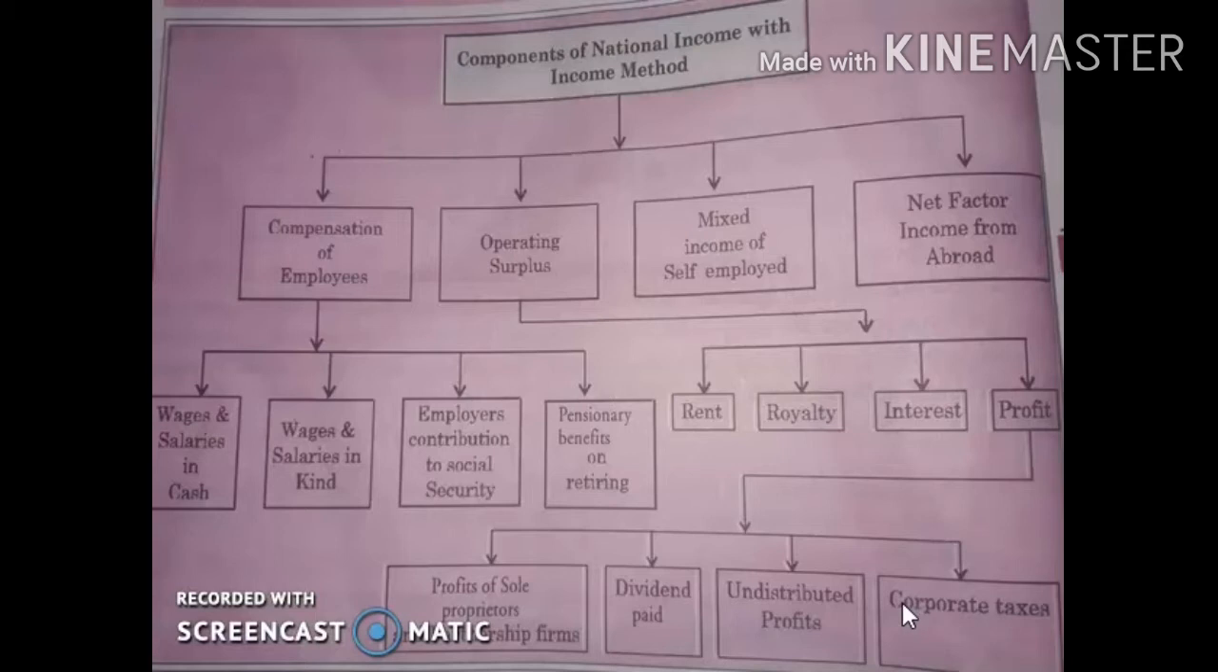So this is the corporate tax that we have to pay to the government in the form of taxes and all, or some retained amount that has been paid back. So this is known as what? Profit. Under profit it comes. Next we will be seeing mixed income.